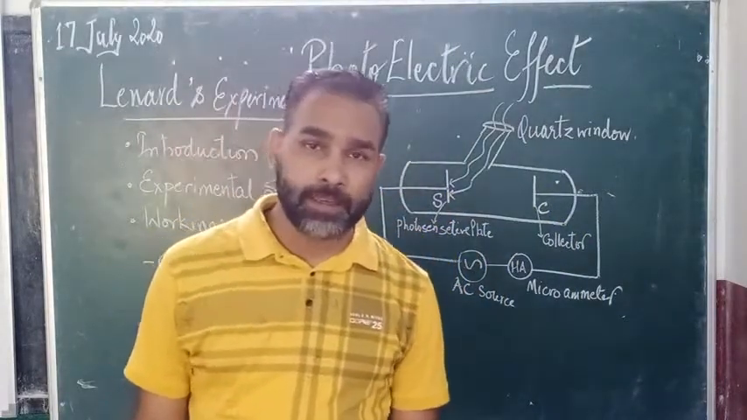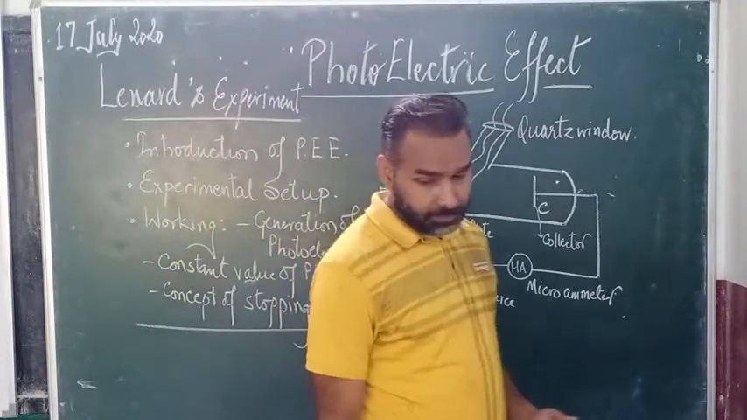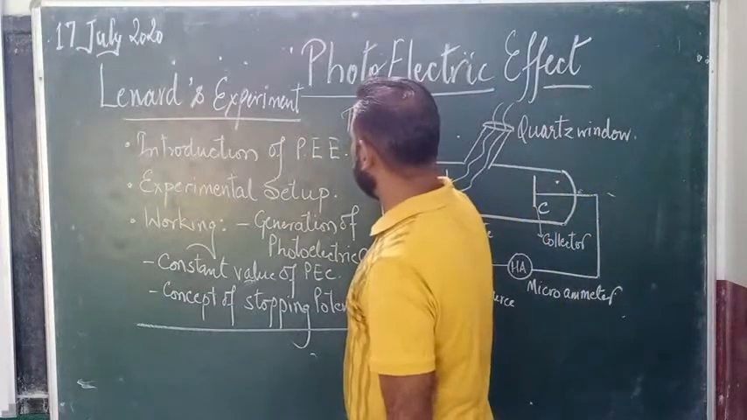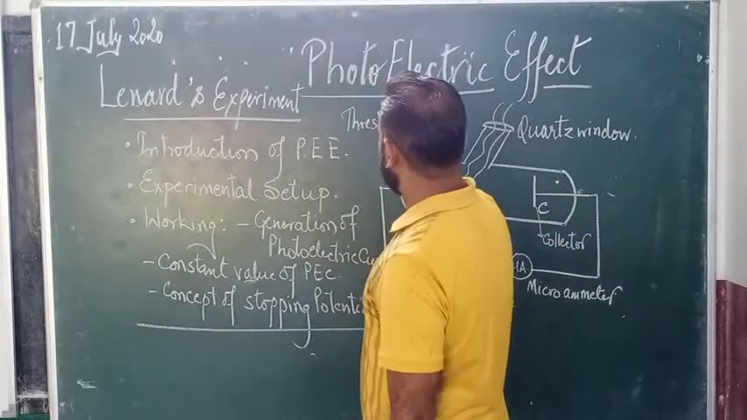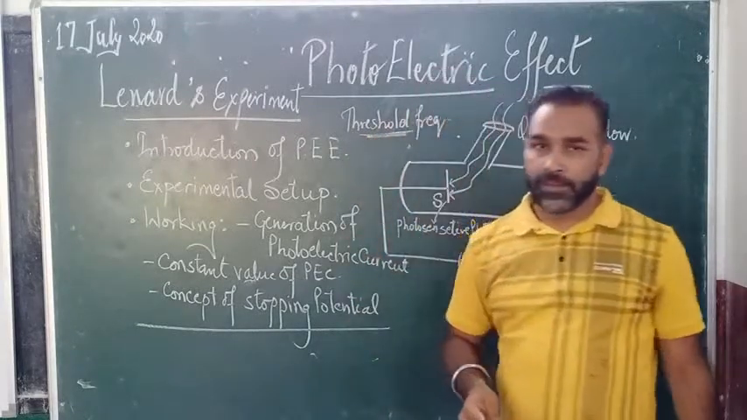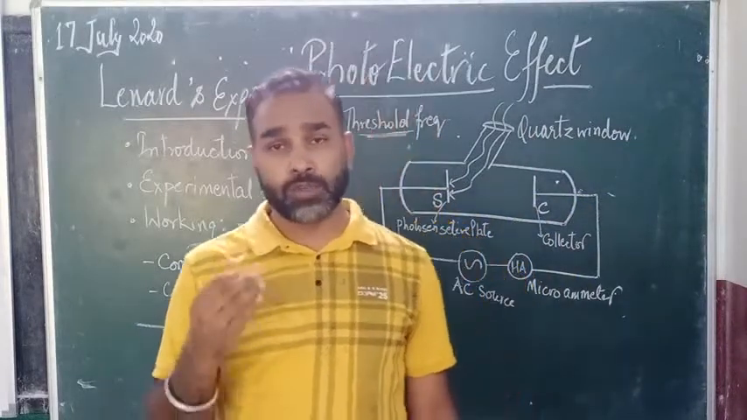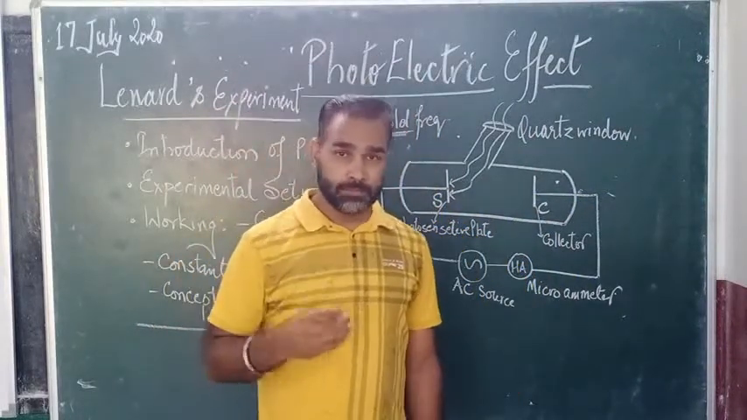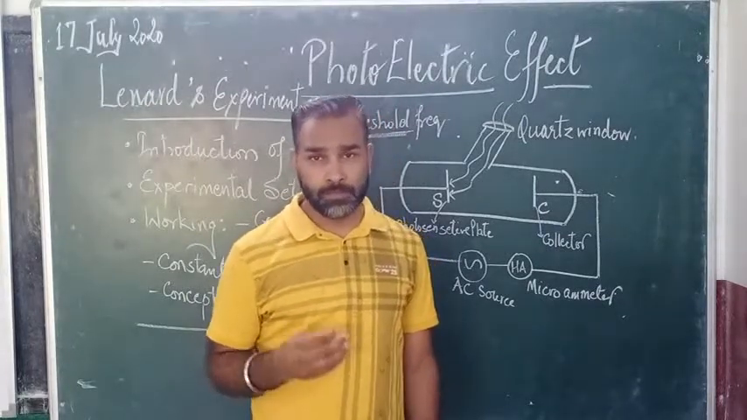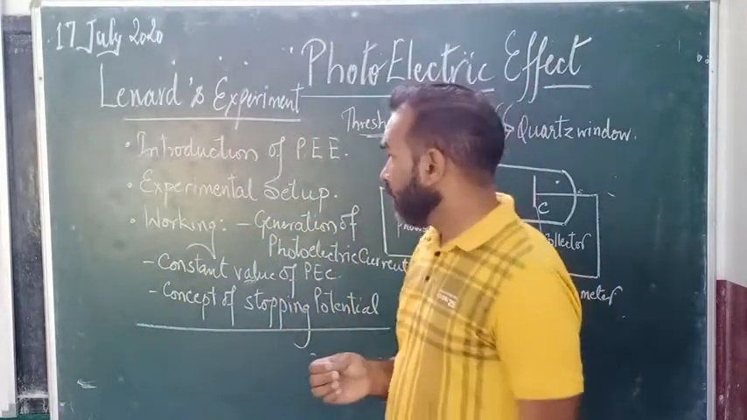First, the introduction of the photoelectric effect. You already know that when a ray of light of a particular threshold frequency is incident on a metal surface, or a photosensitive metal surface, then it emits electrons. That particular phenomenon, that effect, is known as the photoelectric effect, right?